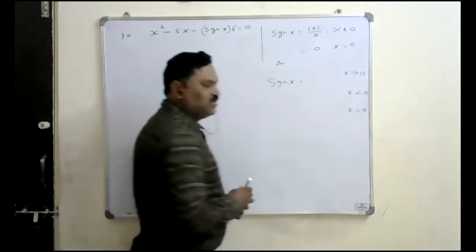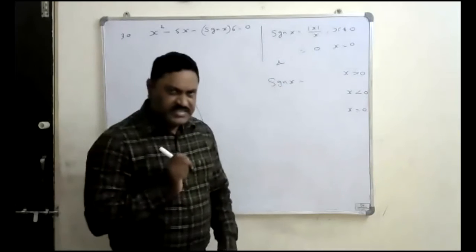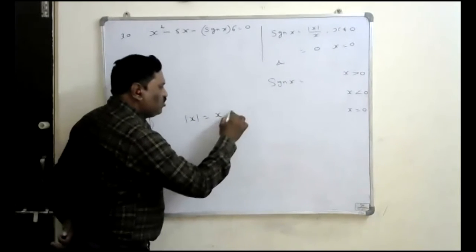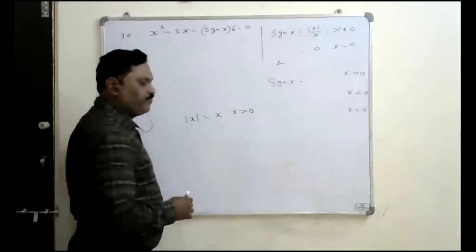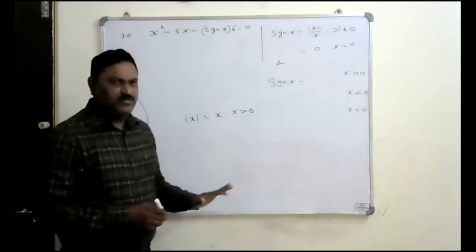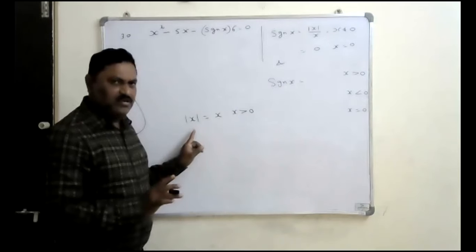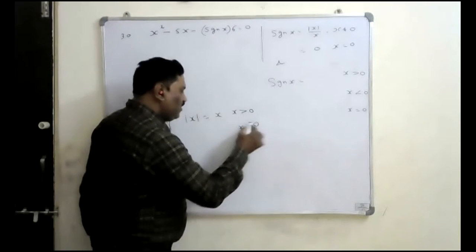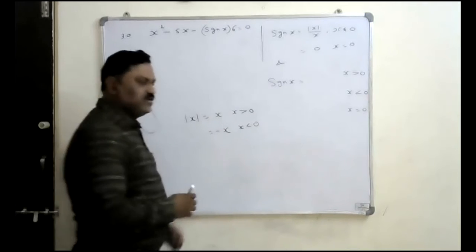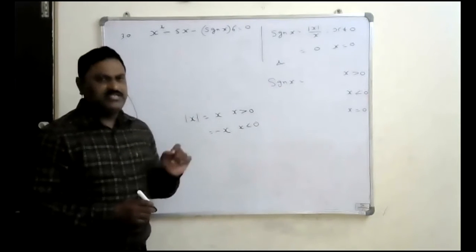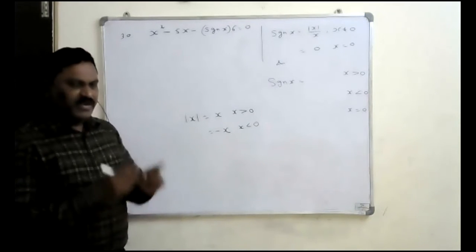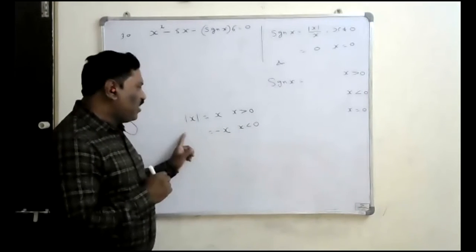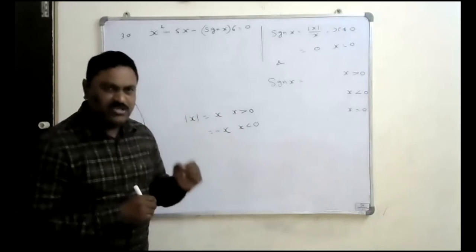So remember the definition of mod x: mod x is always equal to x when x is positive. So x itself is positive, we do not need to put the modulus, because it is already positive. When x is negative, then you have to write minus x. We have to remember this carefully. When x is negative, mod x is equal to minus x. When x is positive, mod x is equal to plus x. This is the definition of mod x.